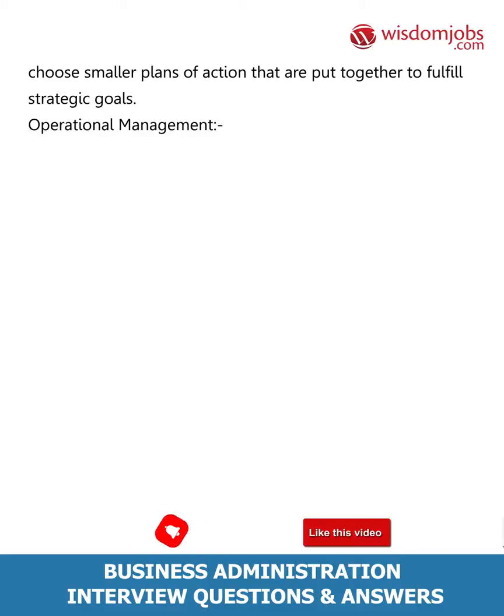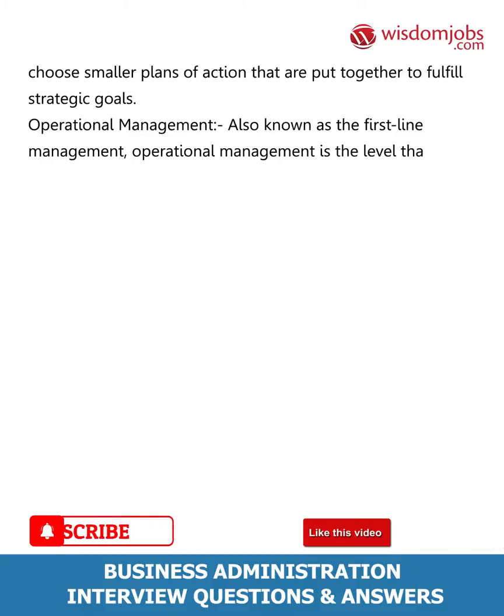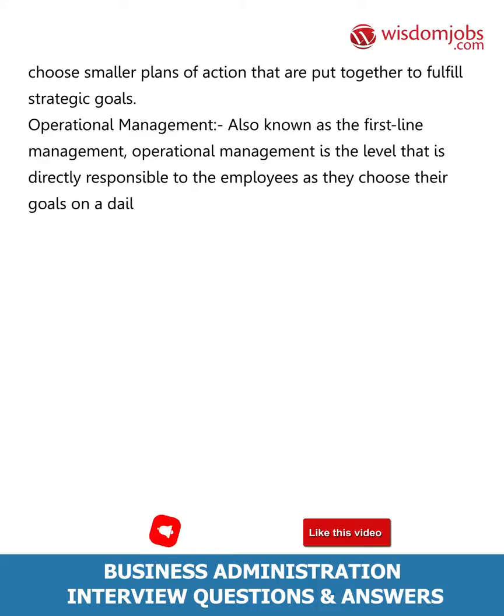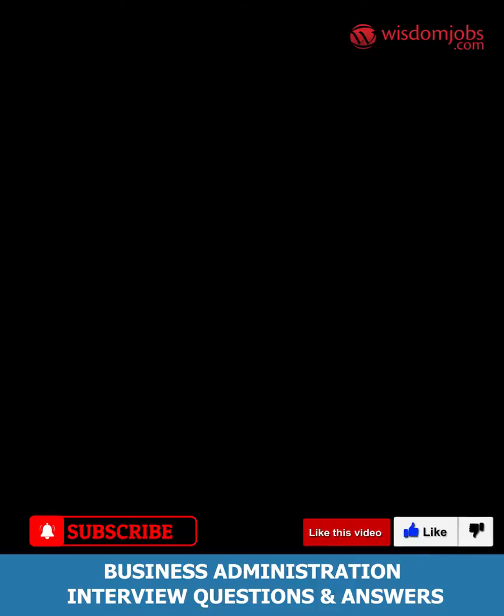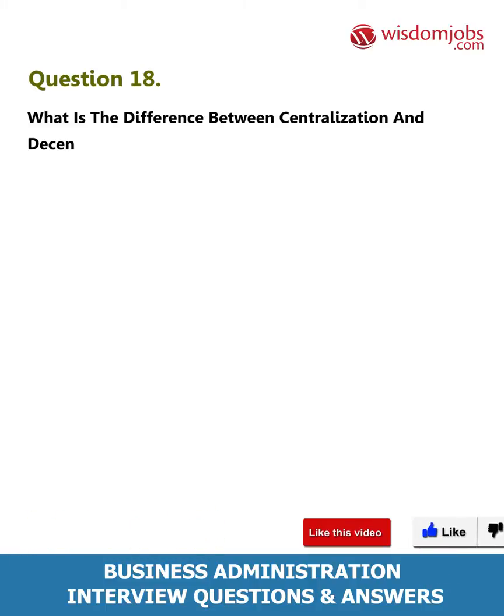Operational management, also known as the first line management. Operational management is the level that is directly responsible to the employees as they choose their goals on a daily, weekly, or monthly basis. Question 18. What is the difference between centralization and decentralization?